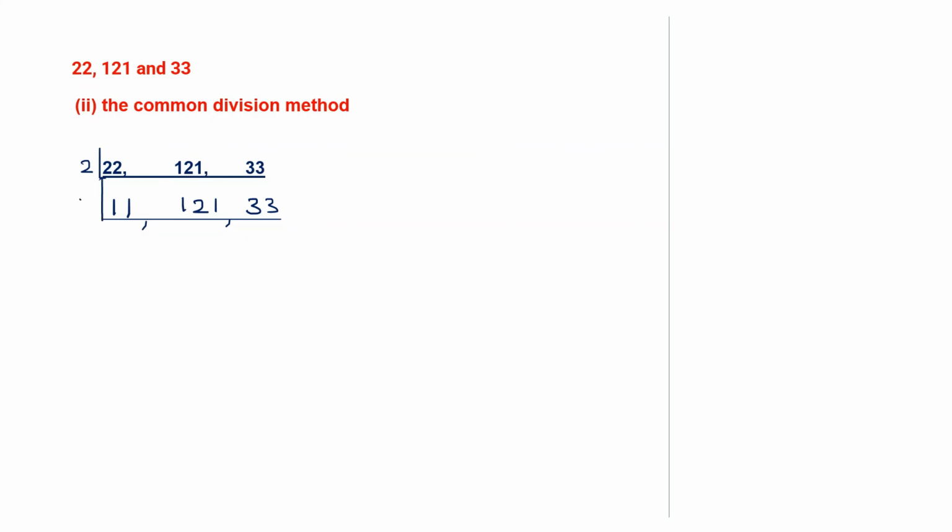Now I continue this with 3. Let me divide it by 3. So 11 I can't divide, I bring it down. 121 I bring it down. Then 3 11s are 33. So I need to continue my division.